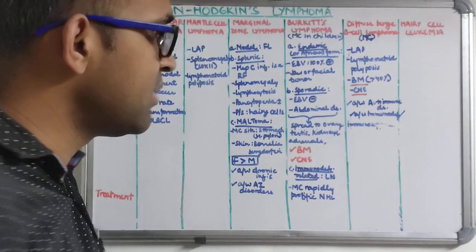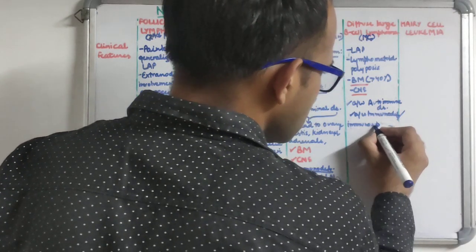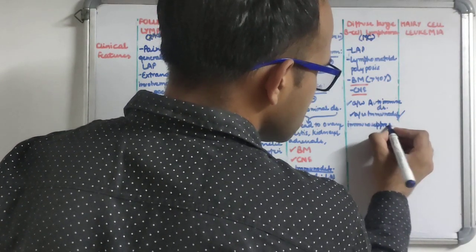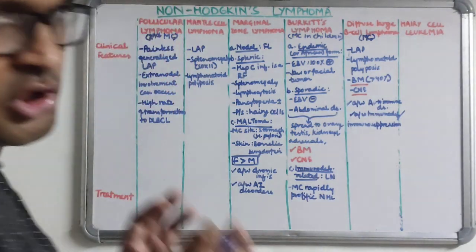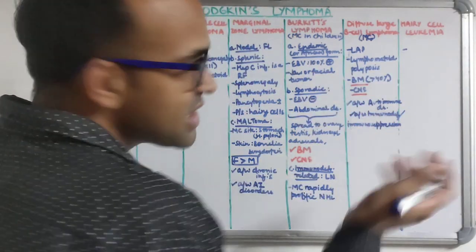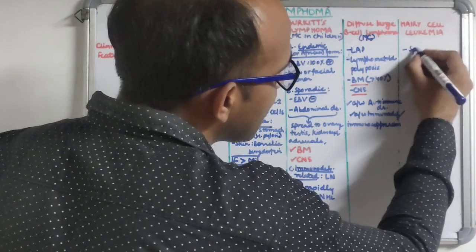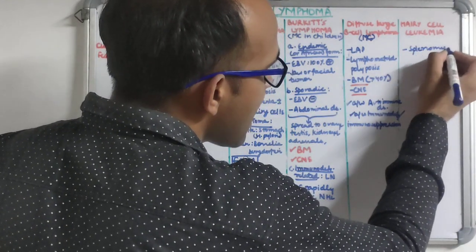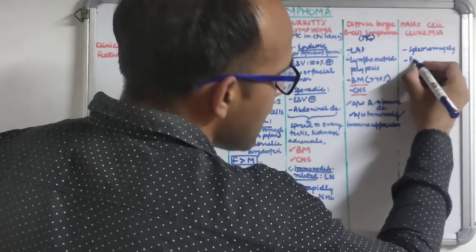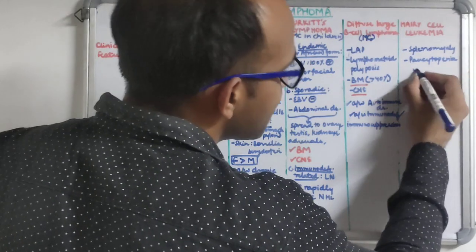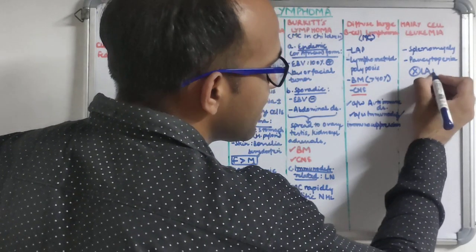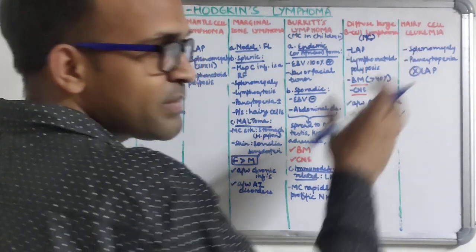Now hairy cell leukemia. Hairy cell leukemia, so it is unique. Hairy cell leukemia usually, how does it present? It presents with splenomegaly and pancytopenia. Hepatomegaly can also occur, but lymphadenopathy is distinctly rare. So lymphadenopathy does not occur in hairy cell leukemia. So they usually present with massive splenomegaly and pancytopenia.